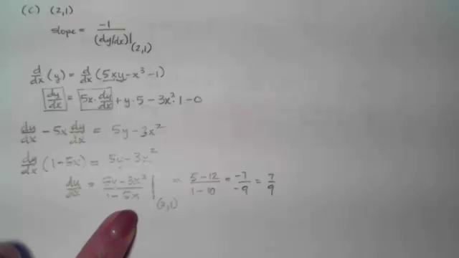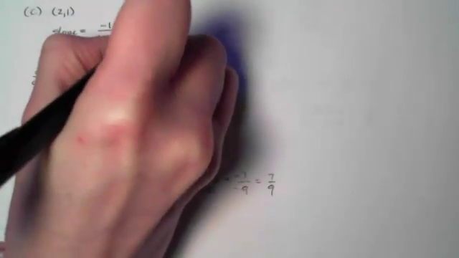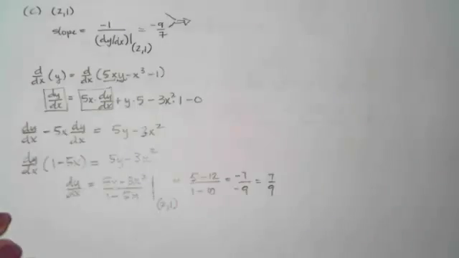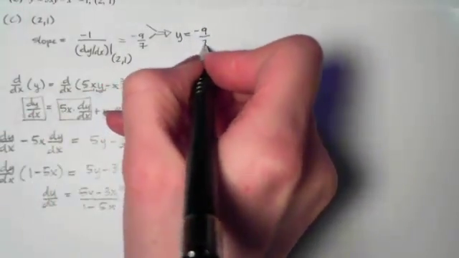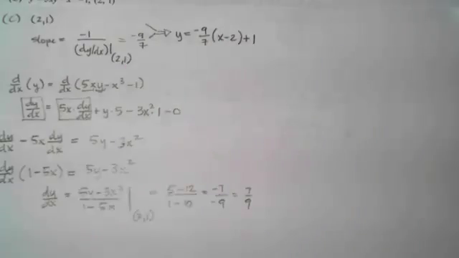That is my tangent slope. So my normal slope will be the opposite reciprocal of that, which is negative 9/7. I can now put the point and the slope together and write the equation of the line. y equals the slope times x minus the x coordinate plus the y coordinate.